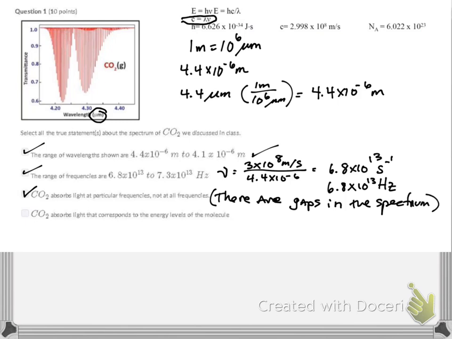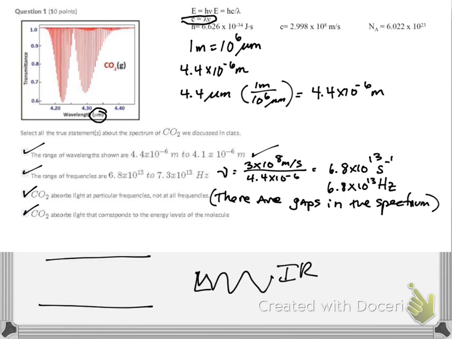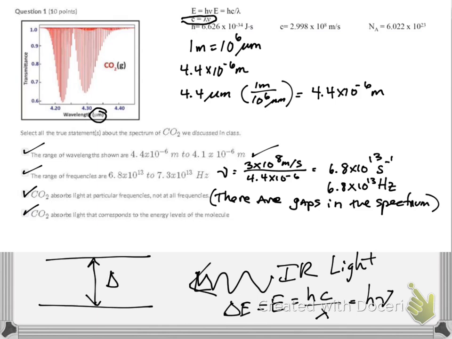That we can observe from the gaps in the spectrum. The CO2 absorption spectrum corresponds to the energy levels of the molecule. That's true. Infrared light comes in with a certain photon energy, hc divided by lambda, or h nu, and that has to exactly equal the energy difference between the energy levels of the CO2 molecule. So we're exciting that exact difference using the infrared light.